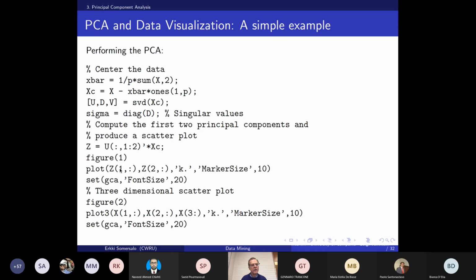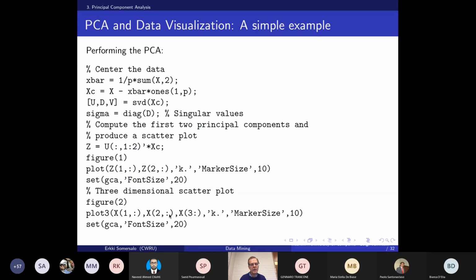And then I make a scatter plot where I plot the first principal component against the second principal component using black dots of size 10. Here is something which is just to make the fonts readable. And because this is 3-dimensional data, there is a way to look at the data also in 3 dimensions. So I'm using a scatter plot in 3 dimensions just to see what my original data looks like.